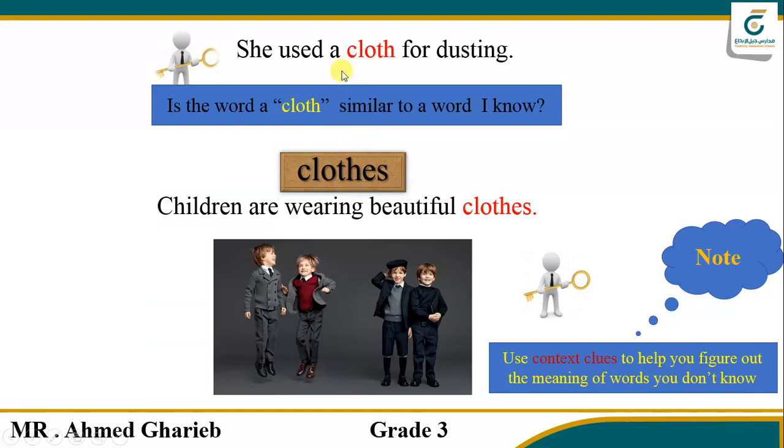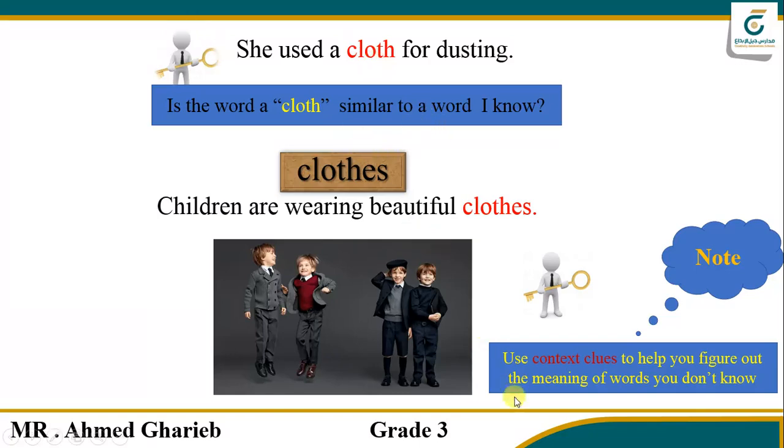Alright, try to look before and after to try to guess the meaning of cloth. This is what you call context clues. To use what's before and what's after a word I don't know to find out its meaning. I use what I know before and after to find out the meaning of a word that I don't know. Okay, that's what we call context clues.